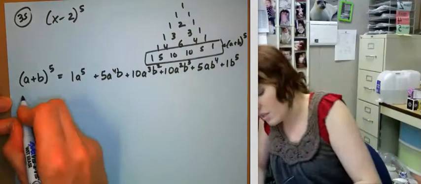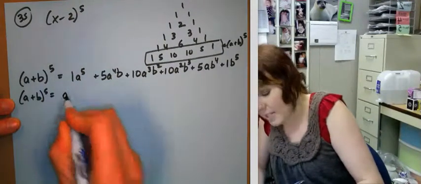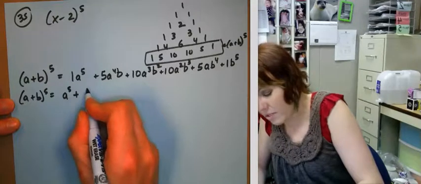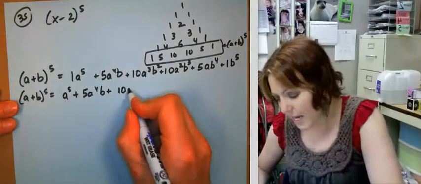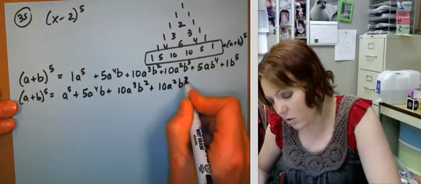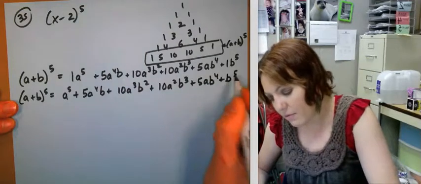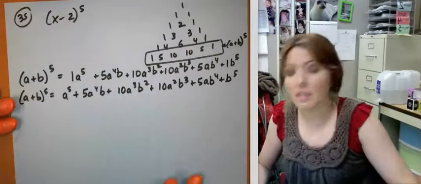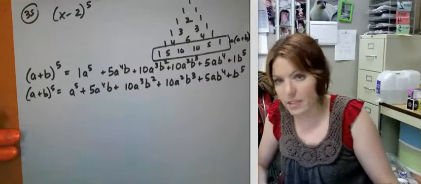Okay? So a plus b to the 5th is 1 times a to the 5th, or a to the 5th, plus 5a to the 4th b, plus 10a cubed b squared, plus 10a squared b cubed, plus 5a b to the fourth plus b to the fifth. But we're not looking for a plus b to the fifth. We are looking for x minus 2 to the fifth. Actually, let's put that down.